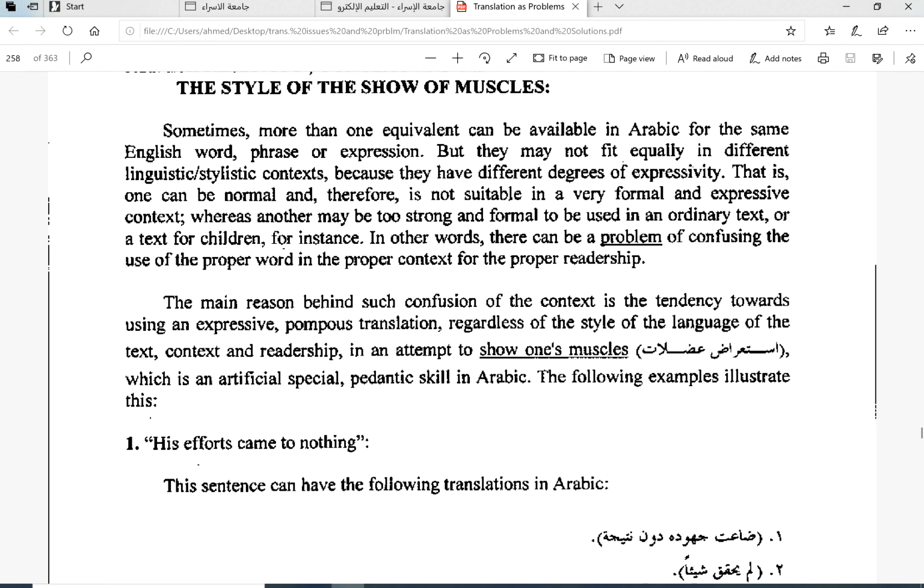For instance, in other words, there can be a problem of confusing the use of proper word in the proper context for the proper readership. The main reason behind such confusion of the context is the tendency towards using an expressive, pompous translation, regardless of the style of the language of the text, context, and readership, in an attempt to show one's muscles, which is an artificial, special, pedantic skill in Arabic. The following example illustrates this.